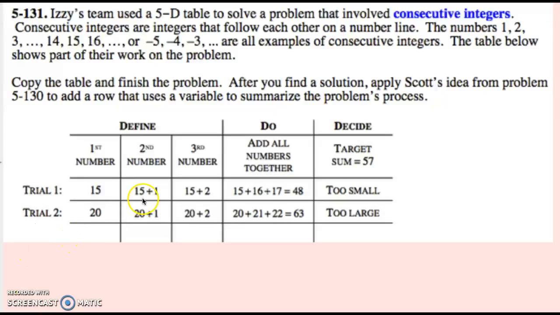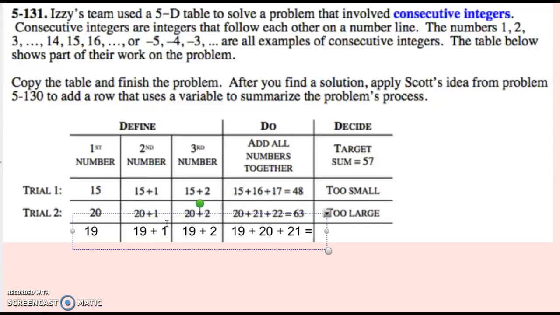So the first part of the problem tells you to find a solution. I know that 15 is too small and 20 is too large. And I know that I have to have each of my consecutive numbers add up to 57. So I think I'm going to try 19. So if my first number is 19, the next consecutive number is 19 plus 1. The next consecutive number is 19 plus 2. So then my three numbers I'll add together are 19 plus 20 plus 21.